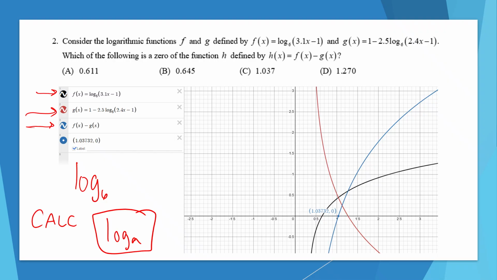Here we're looking at the 0, or trying to find the 0 of h of x, so that blue line. So pay attention to what color you're looking for. Hover over that point, and you should get 1.037 as your answer. So C would be the correct answer for number 2.